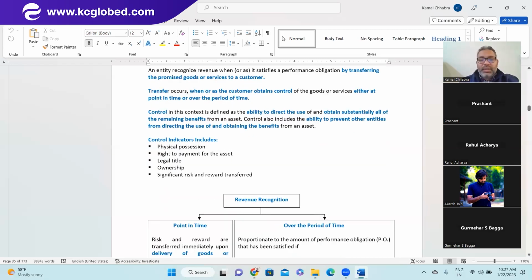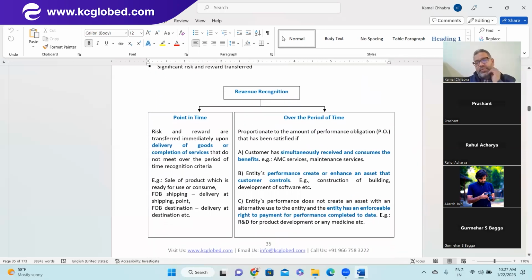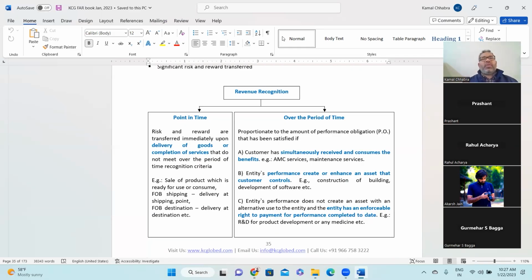Now coming to the recognition criteria, revenue recognition we are discussing, right? Here two ways are possible to recognize the revenue. One is point in time, the second is over a period of time. There's no third method, so there are only two methods. Either you recognize the revenue at a point in time, or over a period of time. When to recognize at a point in time and when over a period of time, let's understand that. If you see the left-hand side of the box, which says point in time, when to recognize revenue at a point in time.